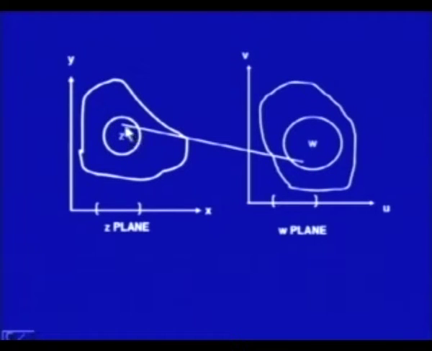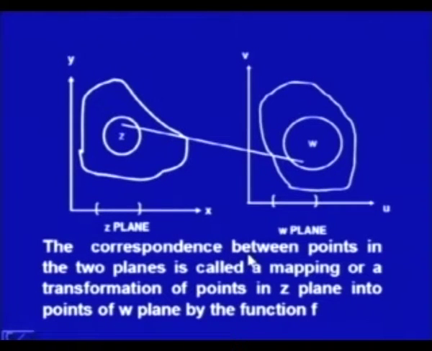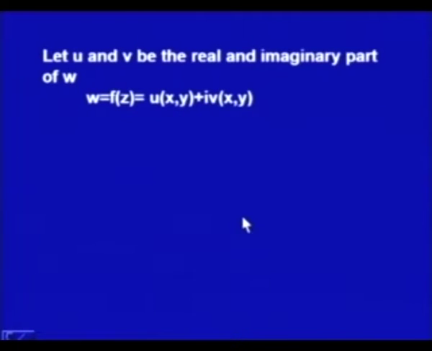Now the values z can take in this domain, we call that domain as S. So S will map to z and we say w is a function of z. This plane is x and y, while this plane is called w plane. Here z is x plus iy, while when it is mapped to w, then w is written as u plus iv. So this is real line u and this is real line v. The correspondence between points in the two planes is called a mapping or a transformation of points in z plane into points of w plane by this function f. So that is how we introduce concept of functions.